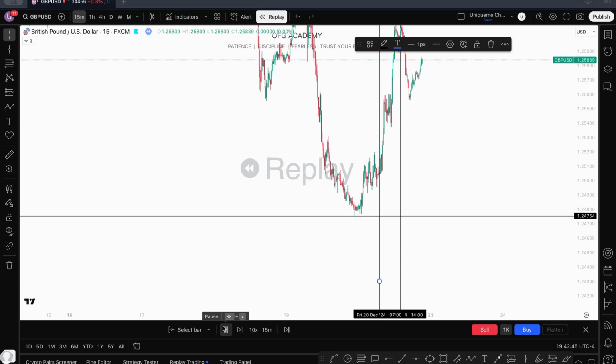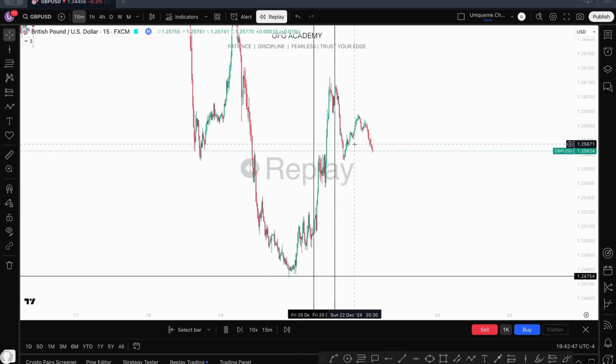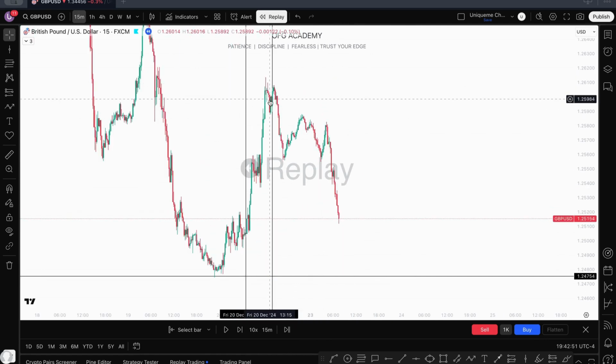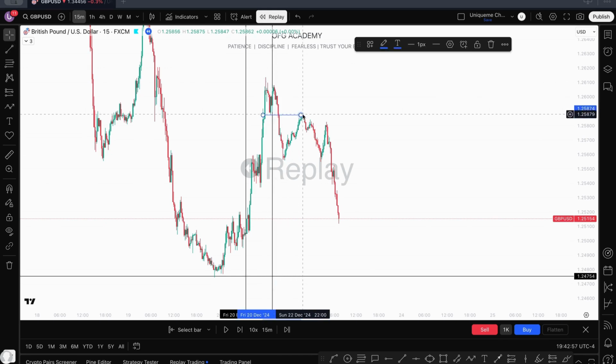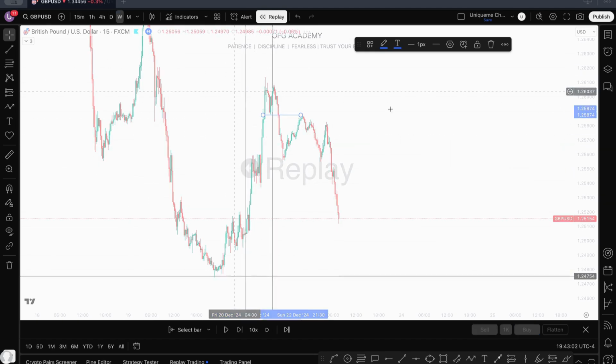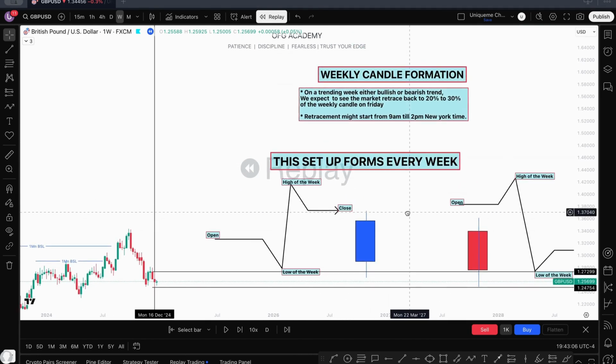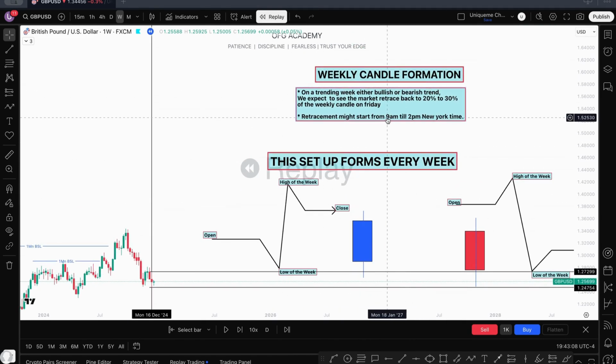Let's see. Just try to make sure that it doesn't fall. As long as the time has gone, there was a shift in market structure here. There's a shift in market structure here, but this came on a Sunday. For this second week too, we do not have a trade. But the instruction just gave us the rules and regulations here that retracement might start between 9 a.m. to 2 p.m. New York time.